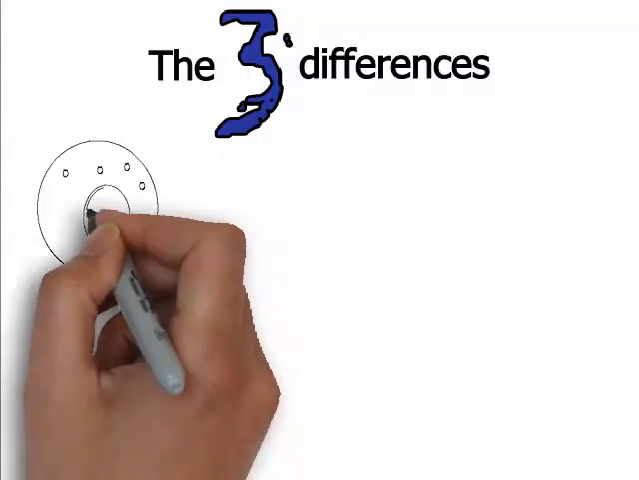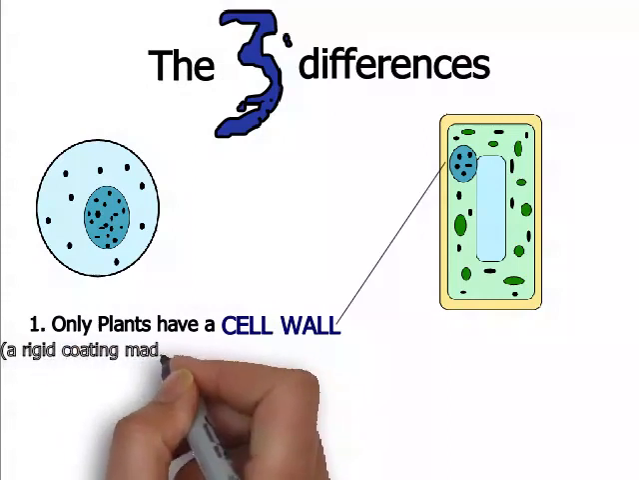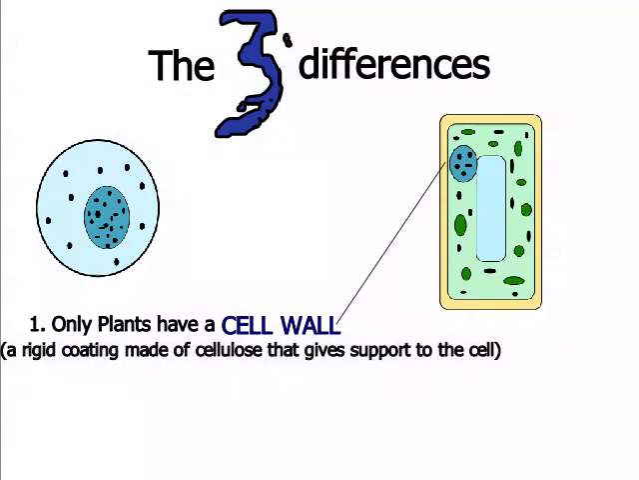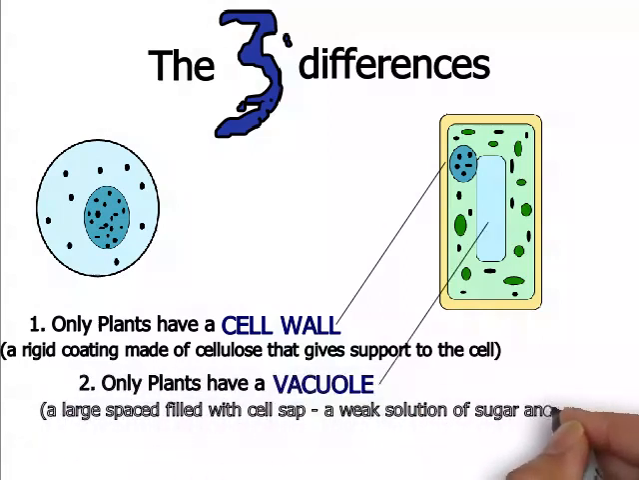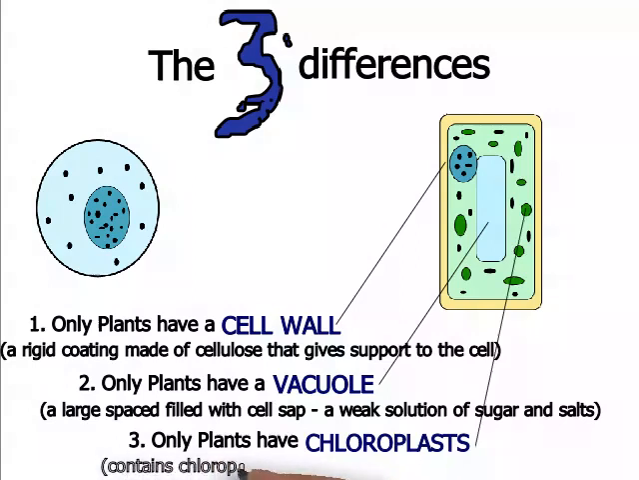The 3 differences is that only plants have a cell wall, which is a rigid coating made up of cellulose that actually gives support to the cell. Only plants have a vacuole, which is a large space filled with cell sap, which is a weak solution of sugar and salts. And only plants have chloroplasts, which contain chlorophyll, which is used for photosynthesis.